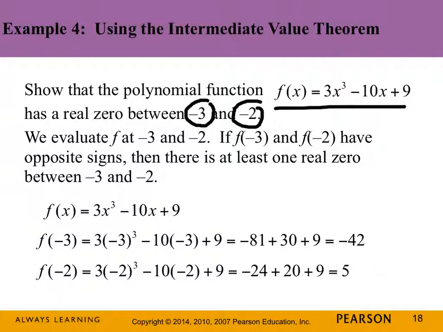So, evaluating for f of -3, you'll end up with -42. When we evaluate f of -2, you substitute that in and work it out, and you'll get +5. We notice we go from a negative when x is -3 to a positive when x is -2.